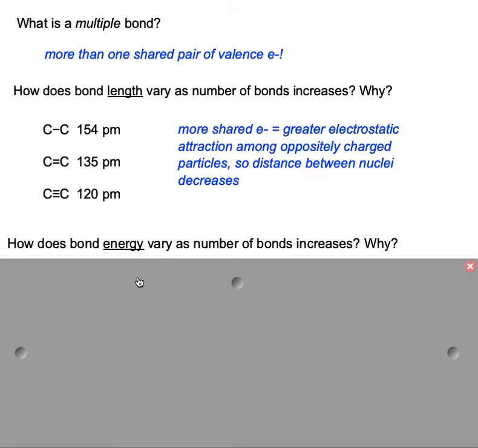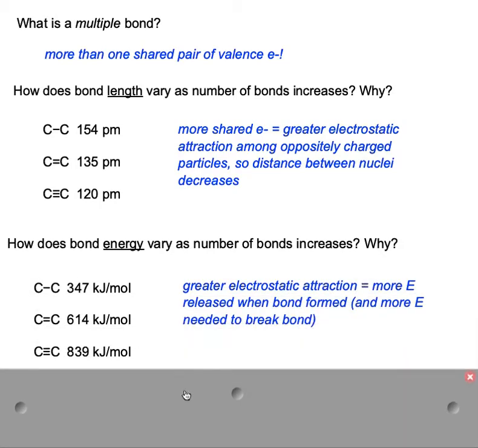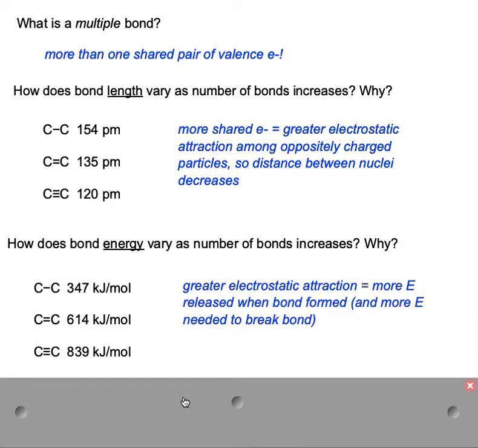What about bond energy? Remember, bond energy is the energy that's required to break the bond. Well, if we look at these single, double, and triple bonds, we can see, as we might expect, that as we increase the number of shared electrons, we increase the bond energy. Once again, more shared electrons means greater electrostatic attraction, more energy is released when the bond is formed, and correspondingly more energy is needed to break the bond. So going from single to double to triple bond, the bond length gets shorter, the bond energy gets greater. Here are some exceptions to the octet rule.